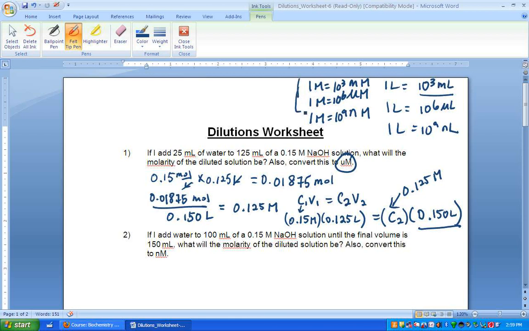Okay, so using that information, we want to go from molarity to micromolarity. So you can use dimensional analysis to do that. So you take 0.125 molarity times 10 to the 6th. If you actually write out the dimensional analysis, you know that 1 molarity is equal to 10 to the 6th micromolarity. So molarities cancel, and you can get the answer finally in micromolarity.